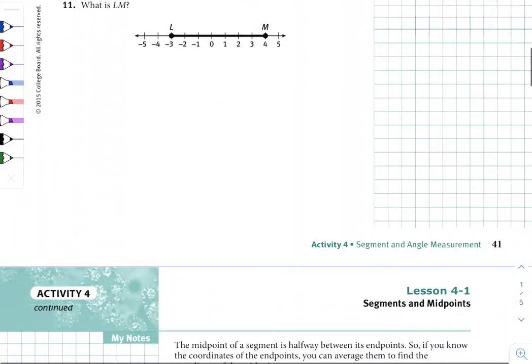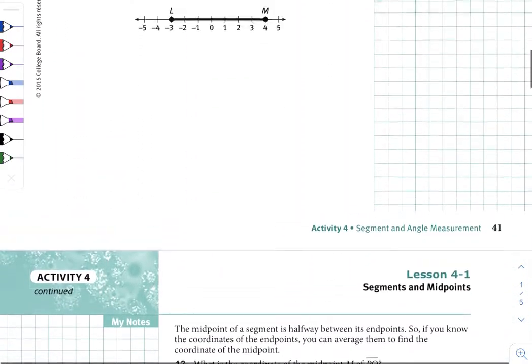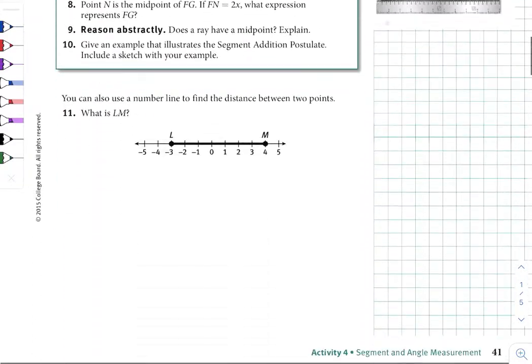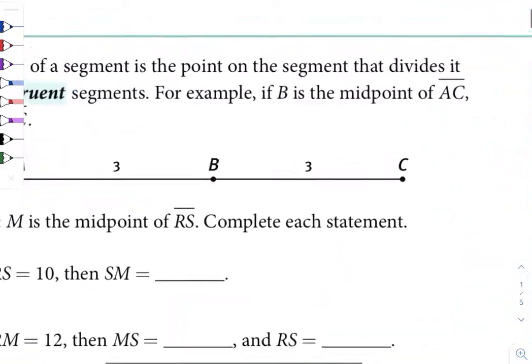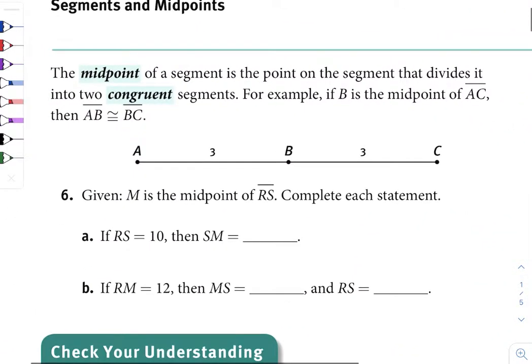Right now we're looking at page 41 in our books and we're going to do problems 6 through 9. So let's take a look at some definitions they have here. The midpoint of a segment is the point on the segment that divides it into two congruent segments. For example, if B is the midpoint of AC, then AB is congruent to BC.